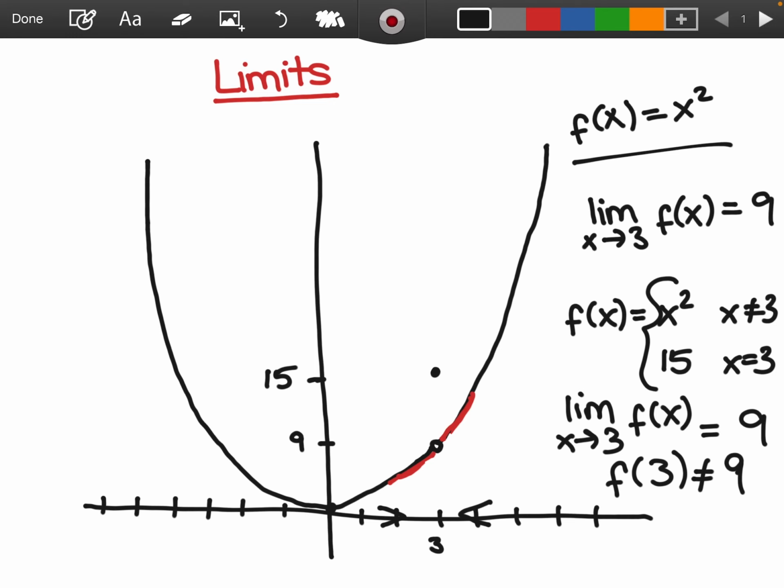But the function value does not necessarily equal what the limit is at that particular x value. So we cannot definitely say that the limit as x approaches a value of f(x) equals f at that x value. That's not necessarily true. We're just trying to describe the behavior of the function as you get closer and closer to that x value.